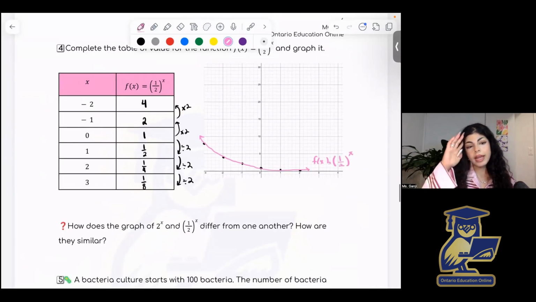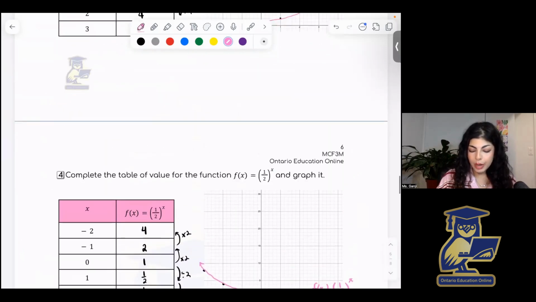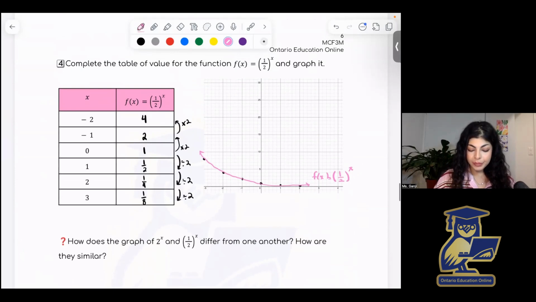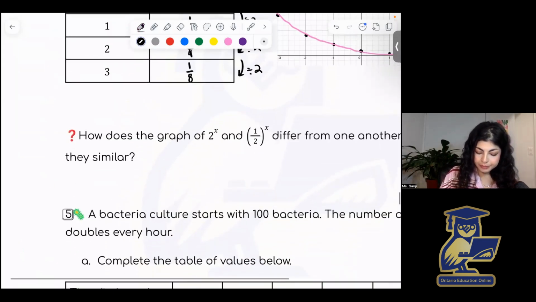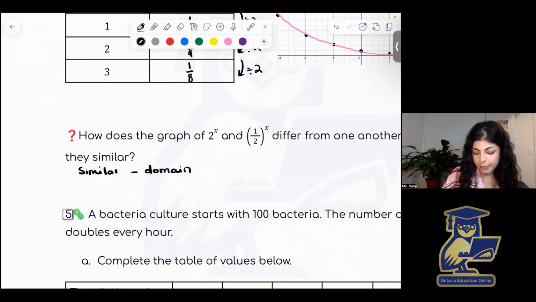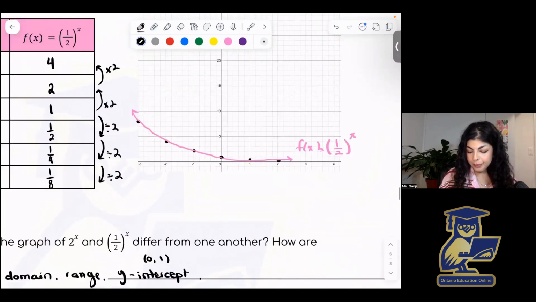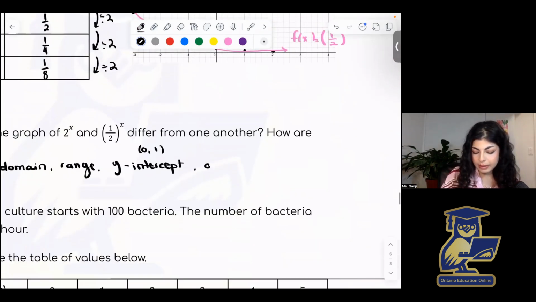And so now, how are these two graphs that we just saw similar and how are they different? So first, similar, they have the same domain and range. They have the same y-intercept, which was 0, 1. They also have the same asymptote.